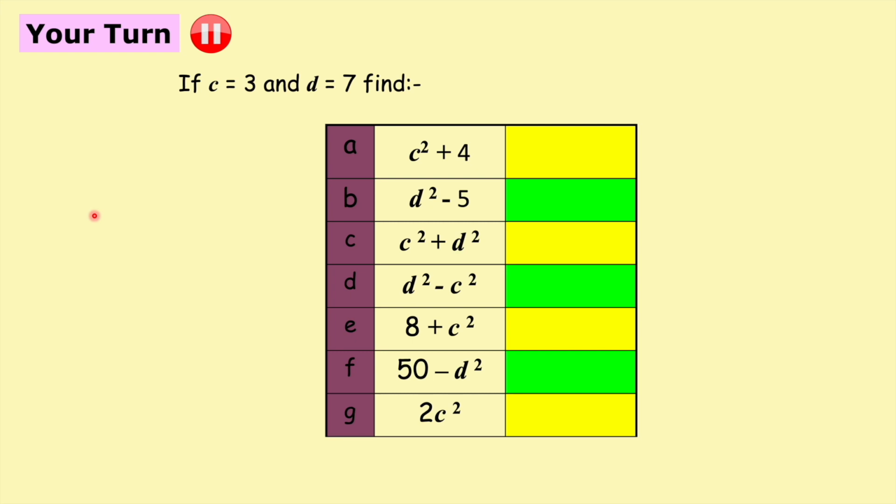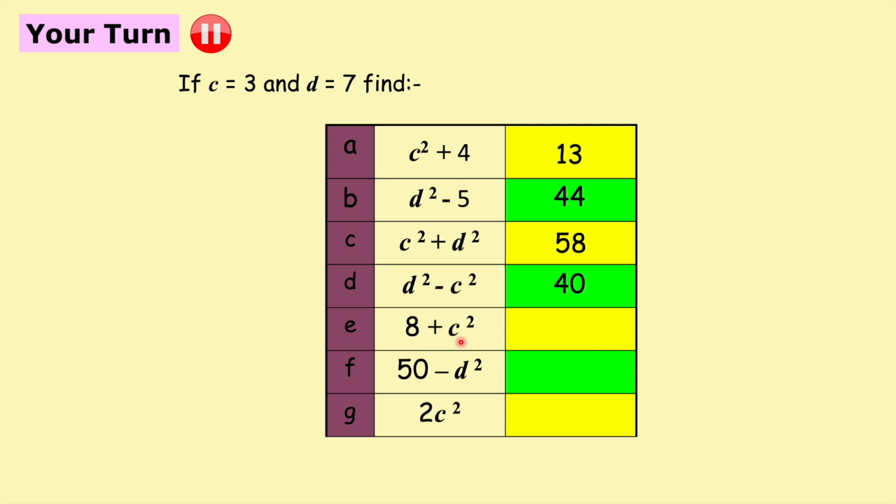Okay, so first one, c squared add 4. Well, c is equal to 3, so that's 3 times 3 add 4. So 9 add 4 is 13. d squared subtract 5. d times d, so 7 times 7 is 49. Subtract 5 to give us 44. c squared add d squared. So 3 squared add 7 squared, which is 9 add 49 to give us 58. This time we've got d squared subtract c squared. So 49 subtract 9 to give us 40.